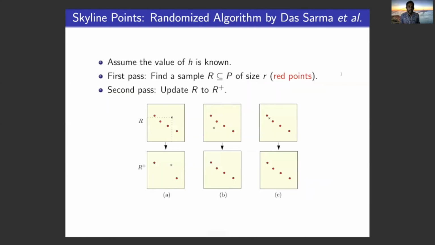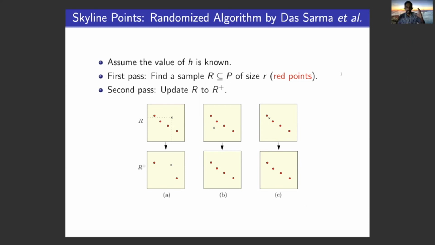Okay, so now we'll present a randomized algorithm by Das Sharma et al. And we'll go into some details about this algorithm, because our final algorithm will actually use this as a subroutine and improve upon this. So we'll assume that the value of h is known. h is the number of skyline points. It's easy to remove that assumption, but we'll just assume it's known to us.